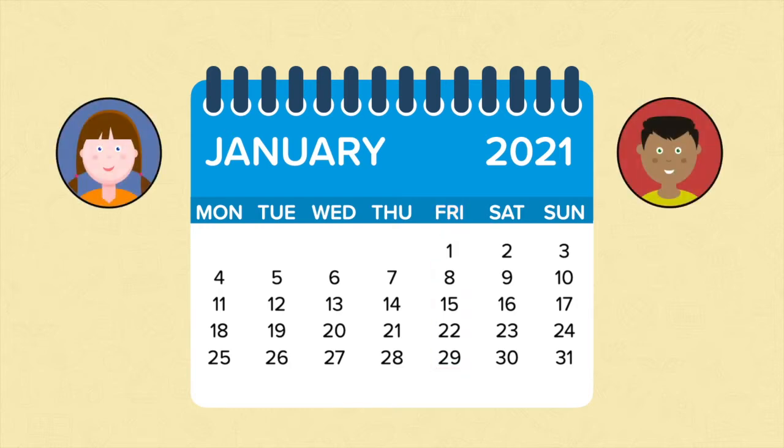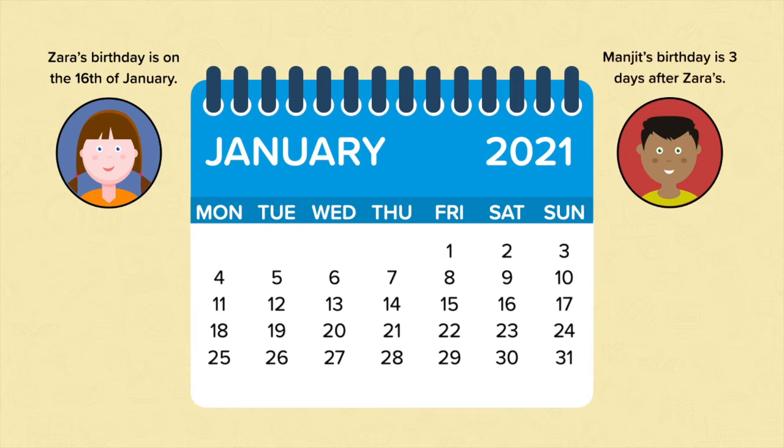Zara and Manjit both have their birthdays in January. Zara's birthday is on the 16th of January, and Manjit's birthday is 3 days after Zara's. What date is Manjit's birthday? To work this out, we need to count on 3 days from Zara's birthday, which was on the 16th. Let's mark this on the calendar. Now we need to count on 3. 1, 2, 3. So Manjit's birthday is on the 19th of January.